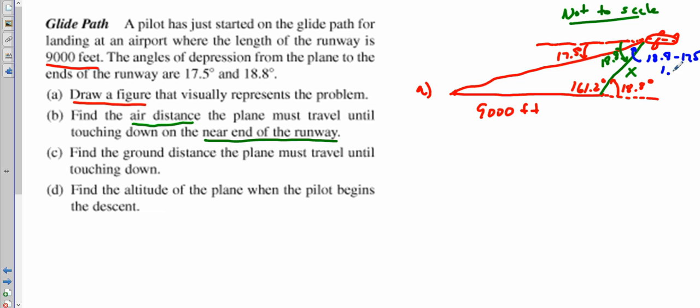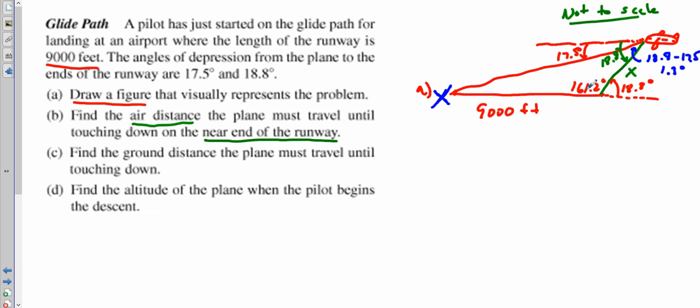So we have this angle, and now we probably want to figure out what this angle right here is. We'll call this angle big X, because it's opposite that one. So from here, we can take 161.2.